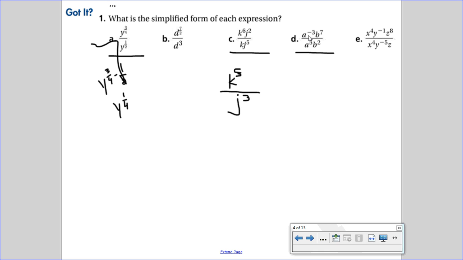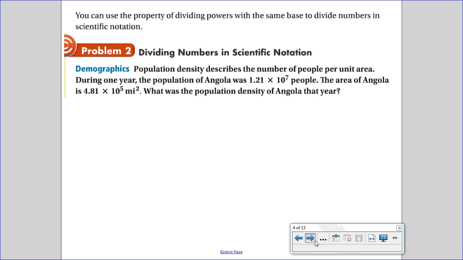And then D, negative 3 minus 5 is negative 8. So since it's negative 8, I already know a is going to go on the bottom. And 7 minus 2 is 5, so that's b on top, b to the 5th over a to the 8th. Okay.